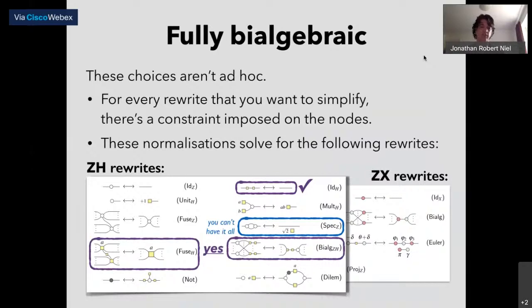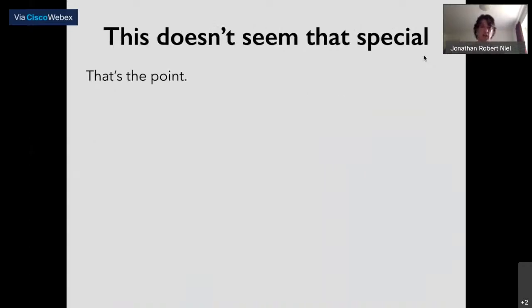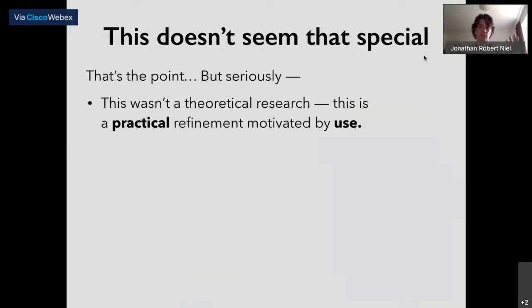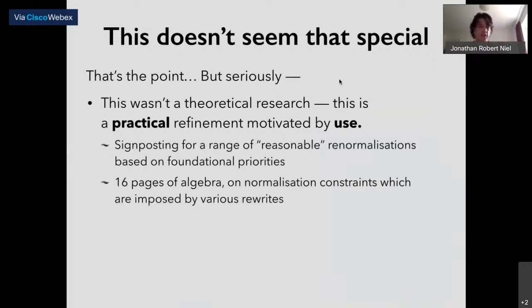But now, here we have, in the H boxes, bialgebra rules on the nose and fusion on the nose without scalar factors. Now, you might say, well, this doesn't seem all that special. And well, that's the point. I'm not actually trying to make a theoretical advance. I'm trying to make a practical advance. I'm trying to make these as useful as possible to a wider community. But seriously, this is what I was saying here. And in this work, it's not just showing this one solution.